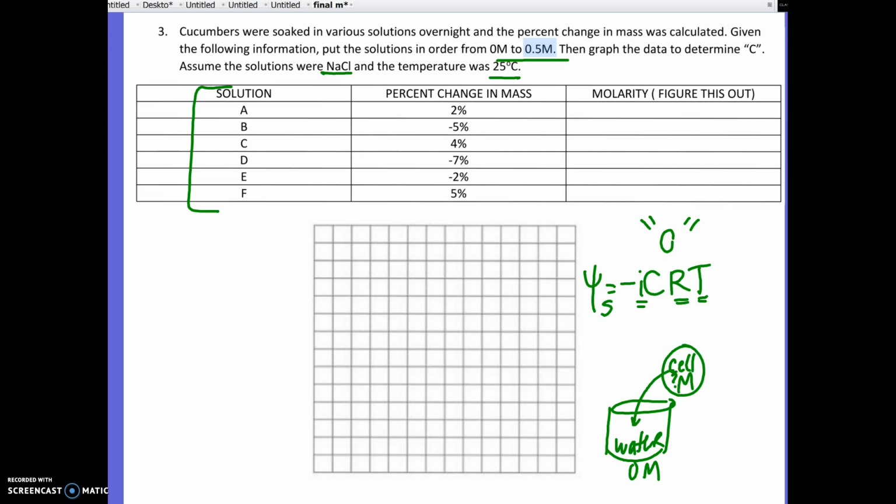Right, letter F, which is the 5%. This has to be my pure water. This will always be your answer 100% of the time. When you're putting these in order, whichever one gains the most weight has to be the pure water.